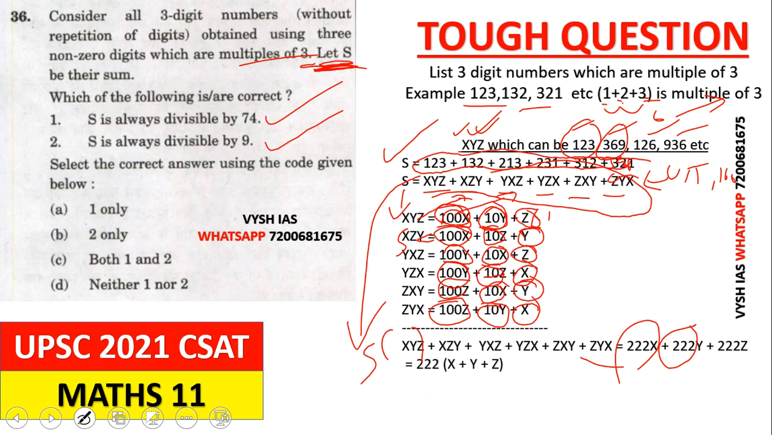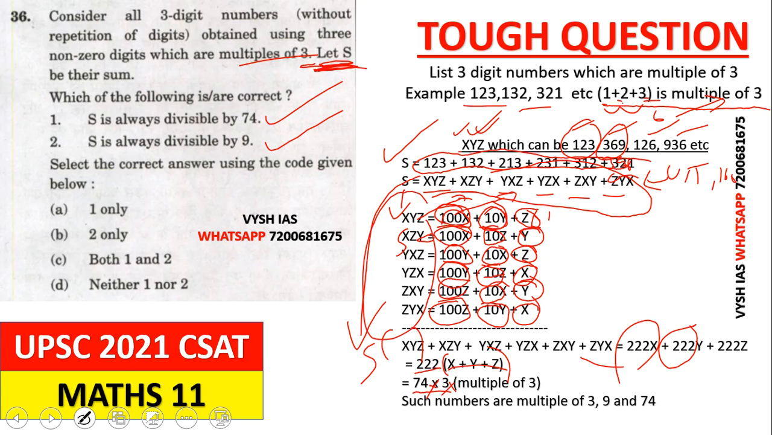So s is equal to 222, which we took common, times x plus y plus z. And you already know x plus y plus z is a multiple of 3. 222, how can you write it? You can write it as 74 into 3. So it's 74 into 3 and again into a multiple of 3. With this, what do you understand? This sum s is divisible by 74, it is divisible by 3, and it is divisible by 9 also, because this is 3 into 3.